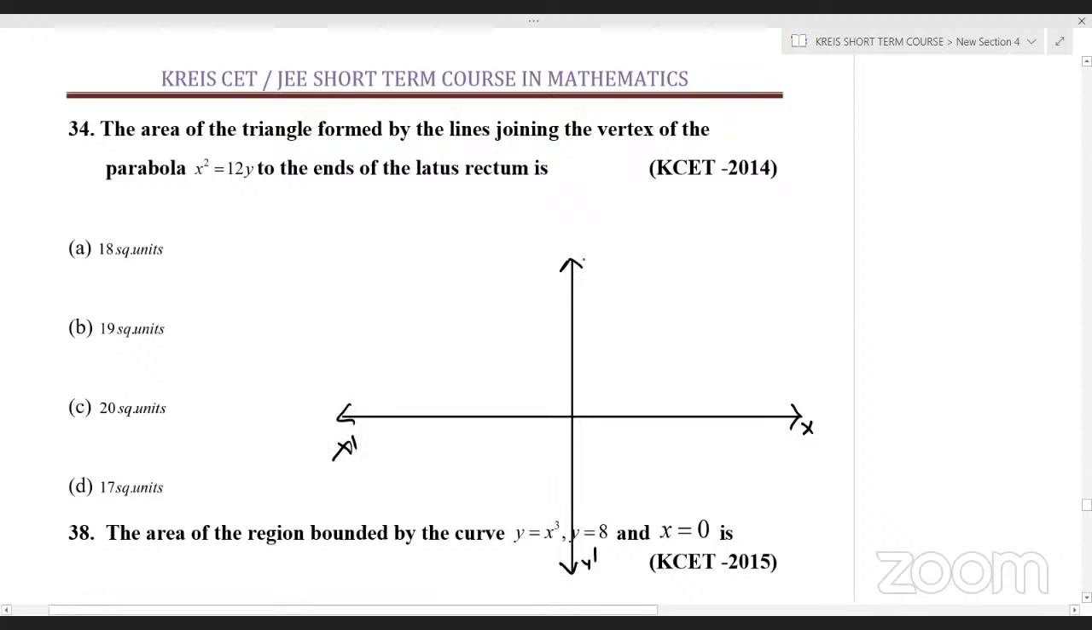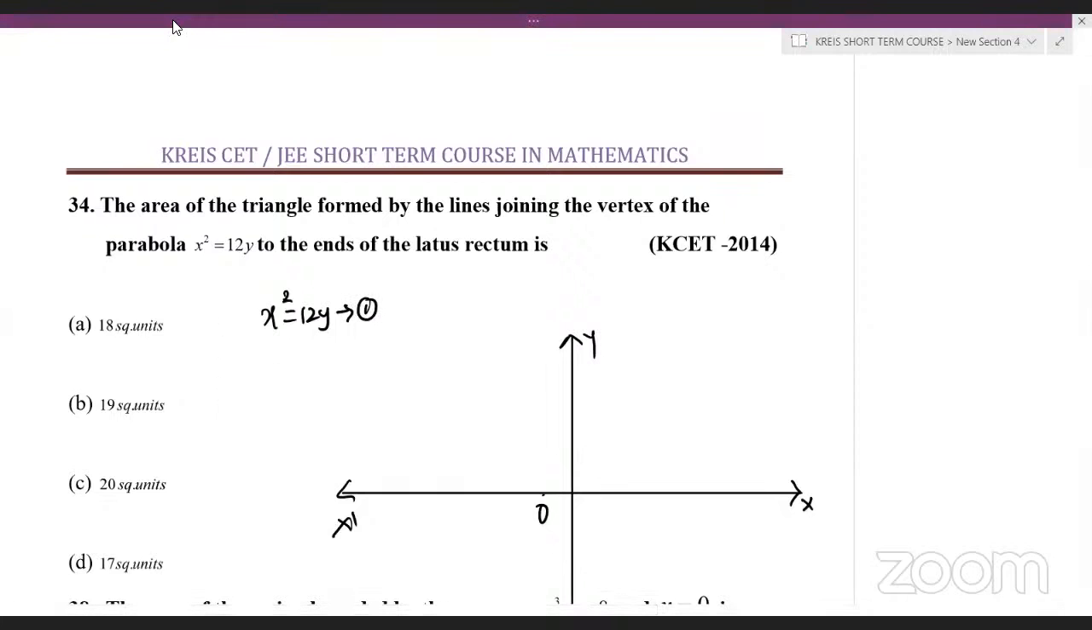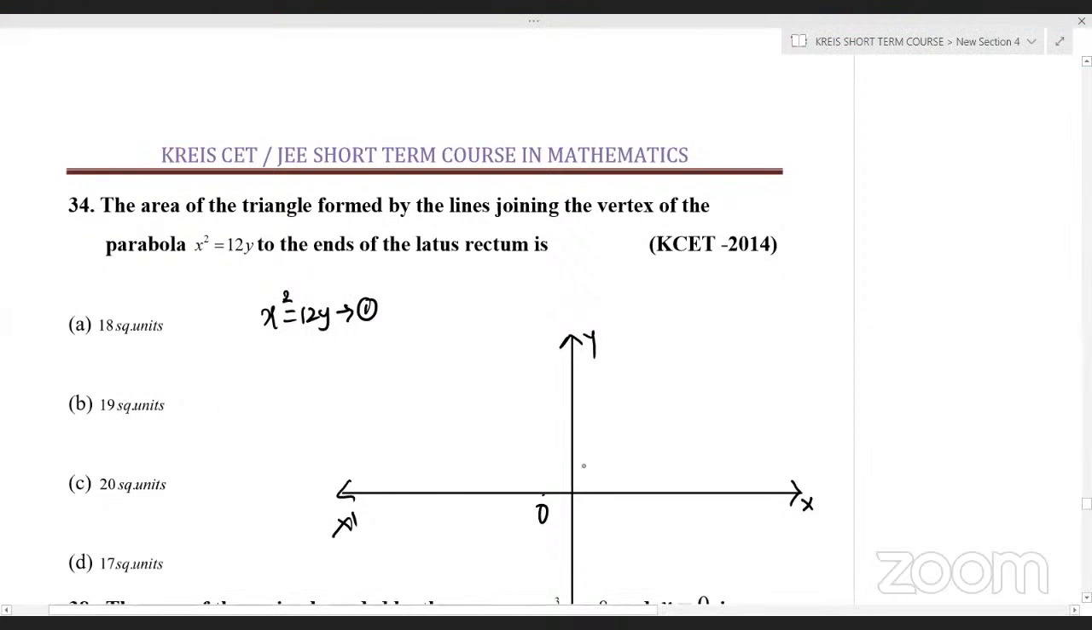So with origin O. The parabola here is x squared is equal to 12y. It is an upward open parabola. So you have the curve which opens upwards with vertex at origin like this, right? So it goes like this. And the parabola, it will be an upward open parabola.